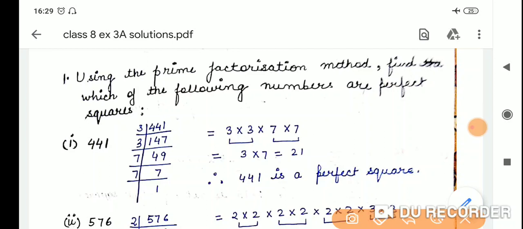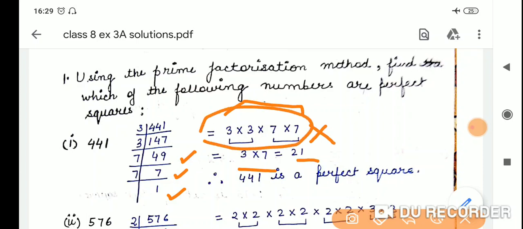So 441. By 3 we can divide it, 147 times, then 3 again, 49 times, then by 7, 7 times, and 7, 1 time. So when we write the factors, it is 3 into 3 into 7 into 7. Clear? Now we are making the pairs, right? So 3 into 7 is equal to 21. So 441 is a perfect square because all the pairs are there and nothing is left over. Clear? And here 441 is the square of 21.